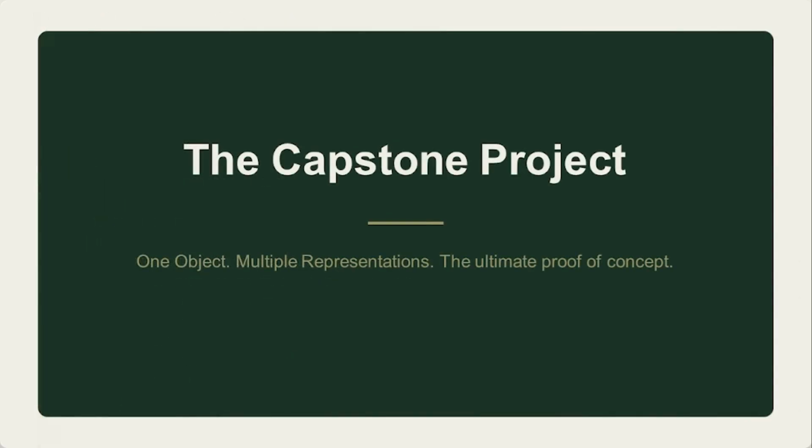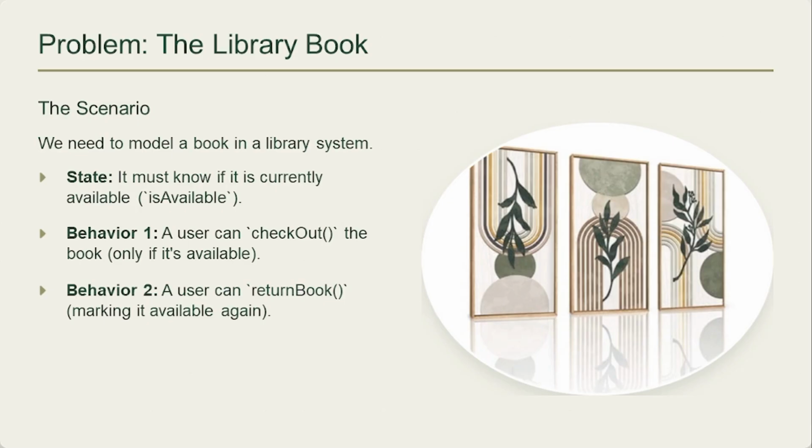Now let's go to our capstone project where we have one object and we are going to do multiple representations of it. So there is a library management system. The scenario is we need to model a book in a library system. So we have one variable, that is the state. It must know if it is currently available or not.